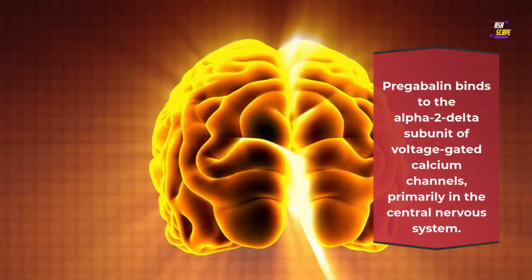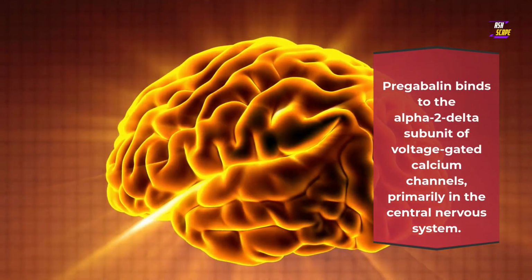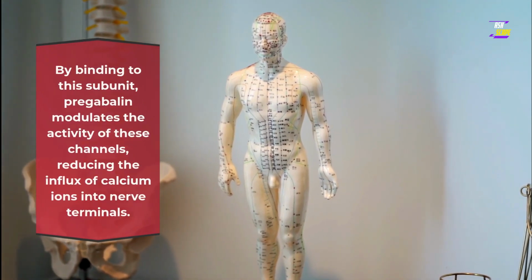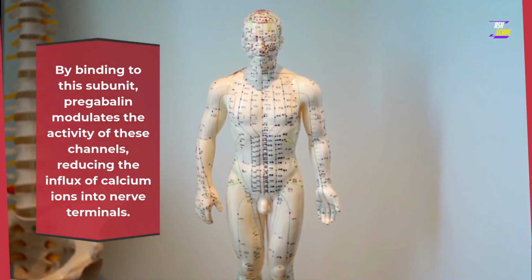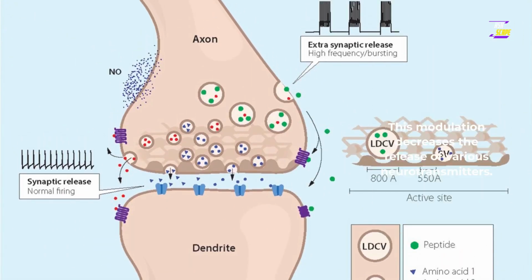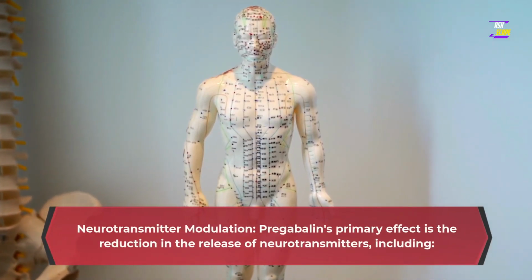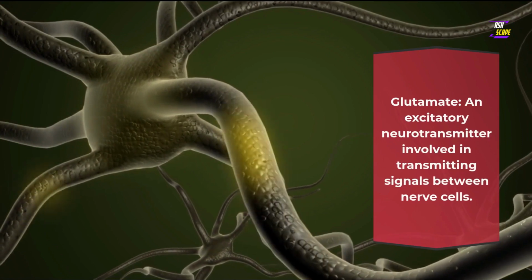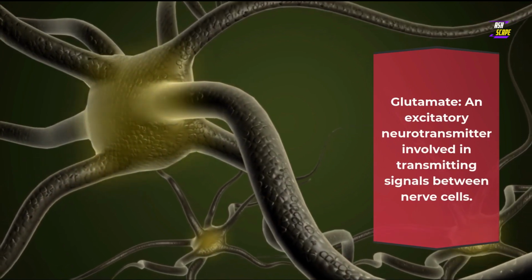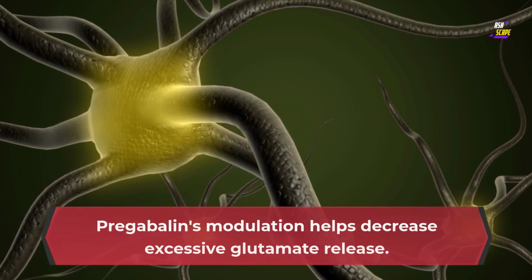Pregabalin binds to the alpha-2 delta subunit of voltage-gated calcium channels, primarily in the central nervous system. By binding to this subunit, pregabalin modulates the activity of these channels, reducing the influx of calcium ions into nerve terminals. This modulation decreases the release of various neurotransmitters. Neurotransmitter modulation. Pregabalin's primary effect is the reduction in the release of neurotransmitters, including glutamate, an excitatory neurotransmitter involved in transmitting signals between nerve cells. Pregabalin's modulation helps decrease excessive glutamate release.